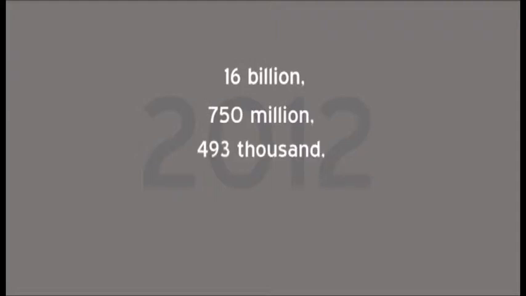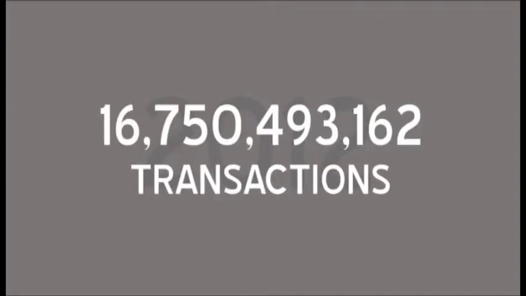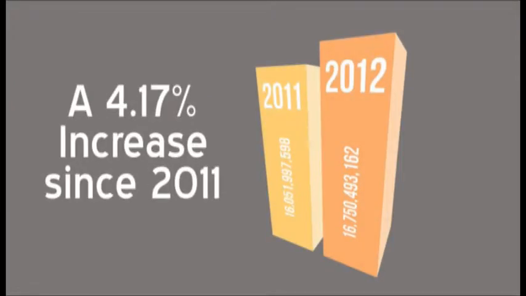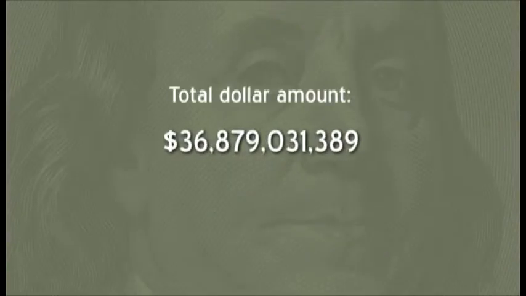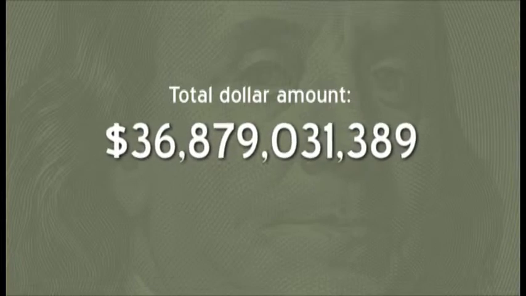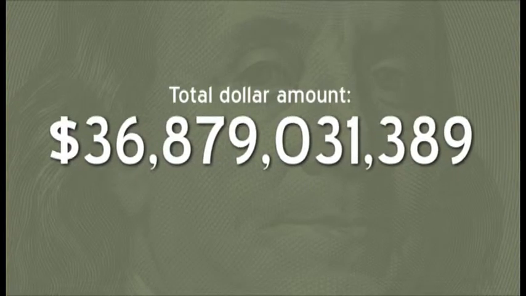In 2012, there were 16,750,493,162 transactions flowing through the ACH network. This is an increase of 4.17% over 2012. And the total dollar amount of those transactions totaled $36,879,031,389, which also represents an increase over 2011.